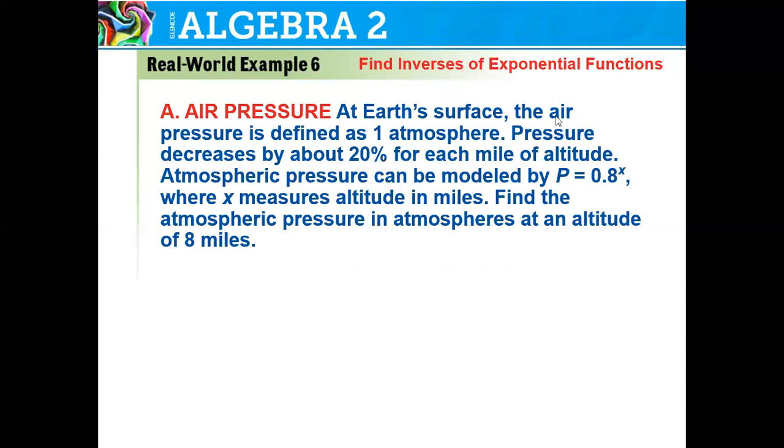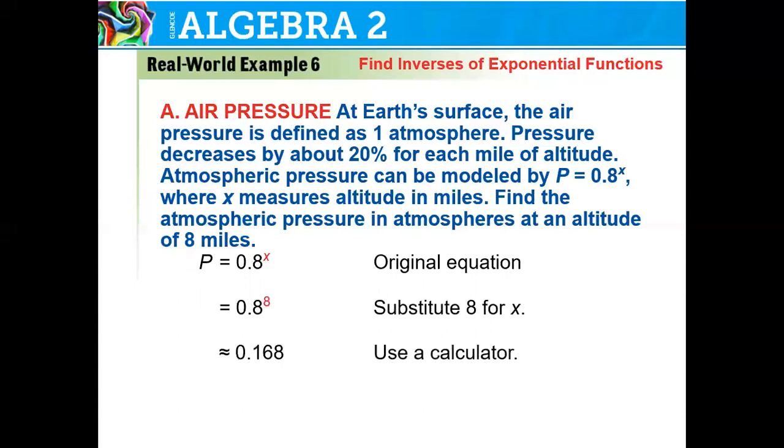So first of all, they gave me the model. This is my original equation. Your first step is to substitute 8 for x, because they told you that the altitude is 8 miles, and they said that x measures the altitude. So here you'll substitute 8 instead of the x, and you'll find your atmospheric pressure. So my answer is 0.168 atmospheres.